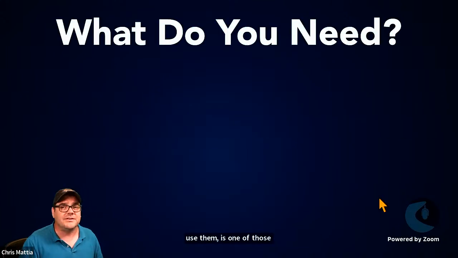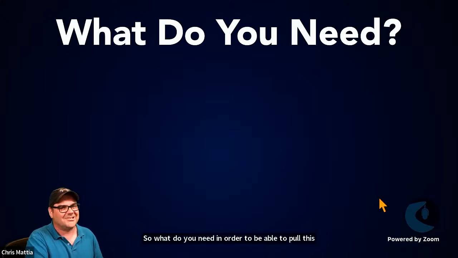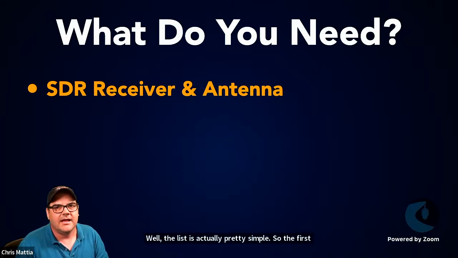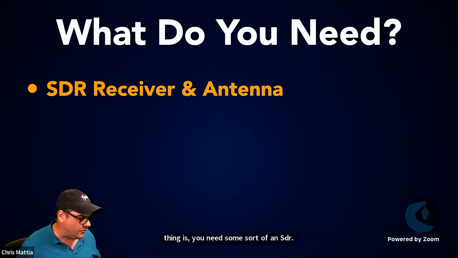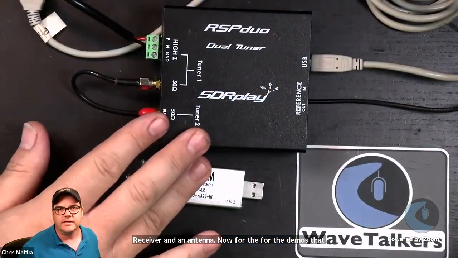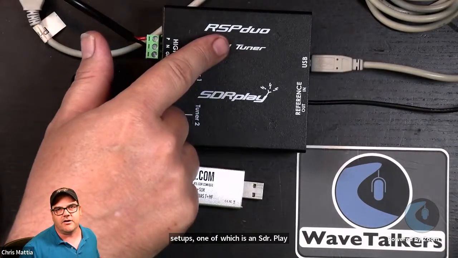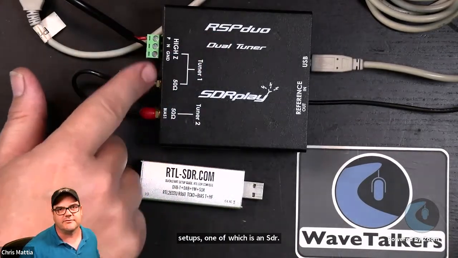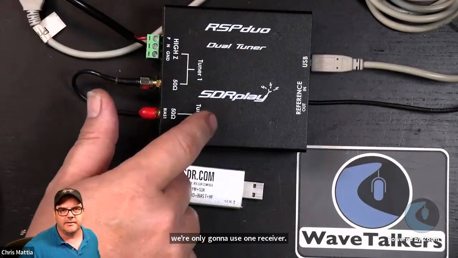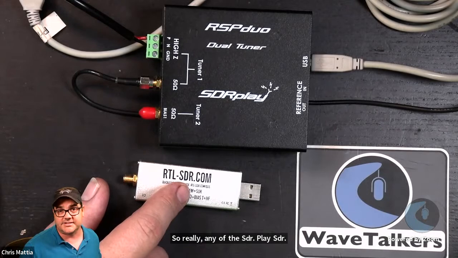So what do you need in order to be able to pull this off? Well, the list is actually pretty simple. The first thing is you need some sort of an SDR receiver and an antenna. For the demos that I'm going to do today, I'm going to show you how to do this with two different setups, one of which is an SDRplay, and I have the RSPduo. It's got two receivers in it. We're only going to use one receiver, so really any of the SDRplay SDR receivers are going to work for this. And then I'll show you also how to do it with an RTL-SDR dongle.